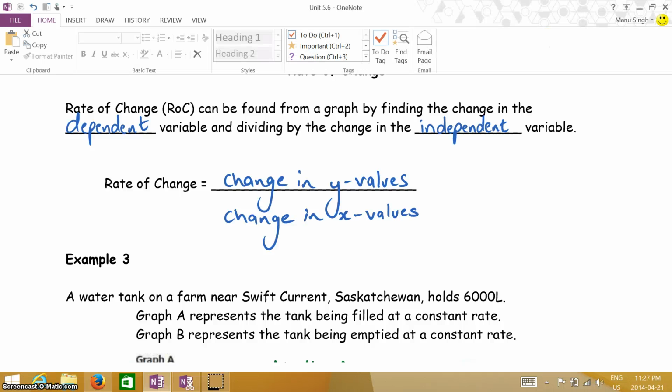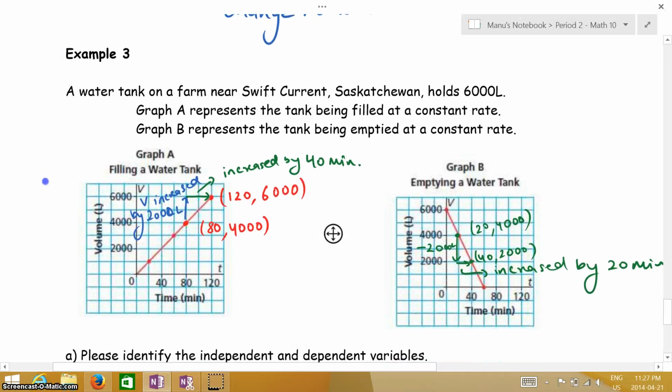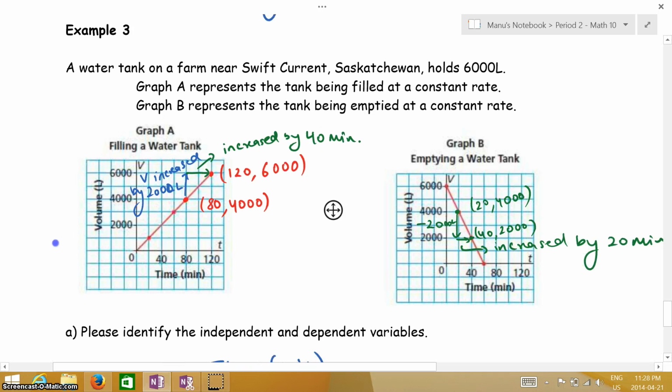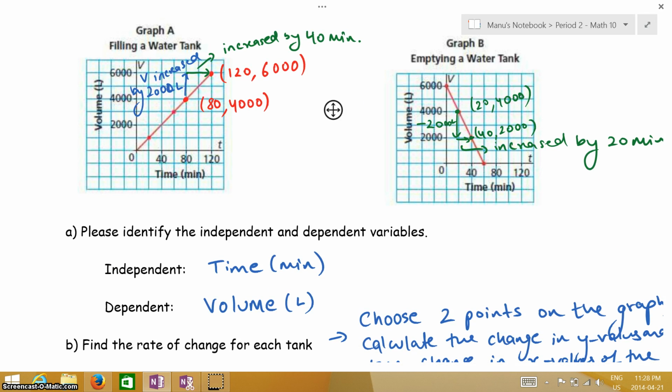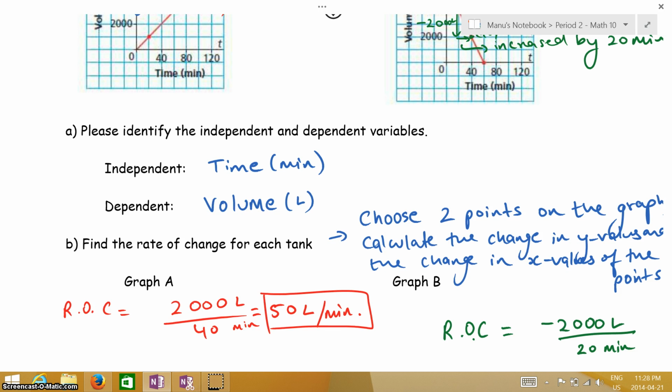Alright, so our first example is right here. A water tank on a farm near Swift Current, Saskatchewan holds 6,000 liters. Graph A represents the tank being filled at a constant rate. Graph B represents the tank being emptied at a constant rate. If you take a look at this graph, I'm going to pick any 2 points I want. First, I'll identify the independent variable, which is time, and the dependent variable, which is volume in this case, the y values.